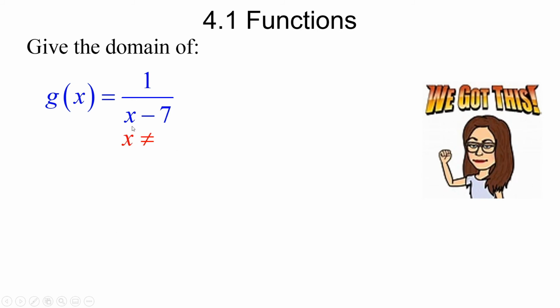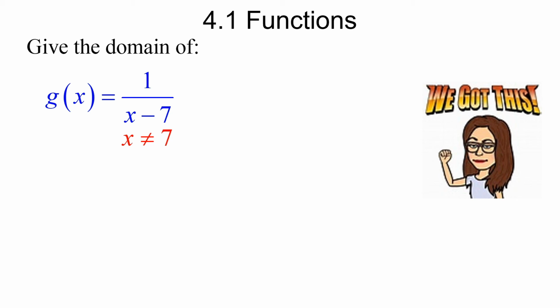Well, if x were 7, wouldn't I have 7 minus 7 or 0 in my divisor? And I cannot divide by 0. So I know that x can be any real number, but x cannot equal 7. And that is appropriate for expressing the domain. If you say x does not equal 7, that implies x can equal any other real number.